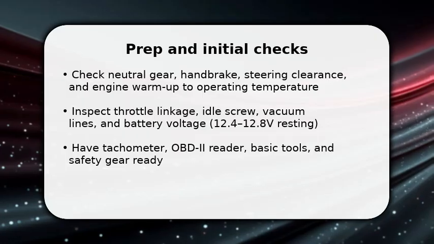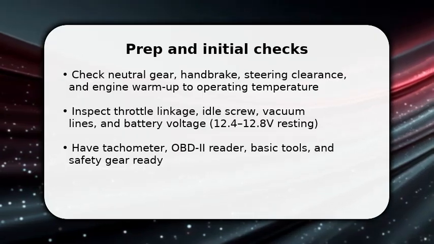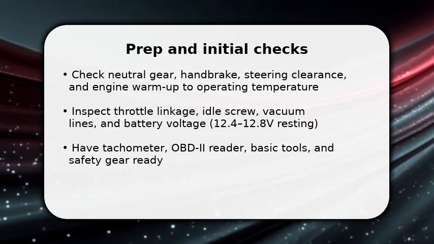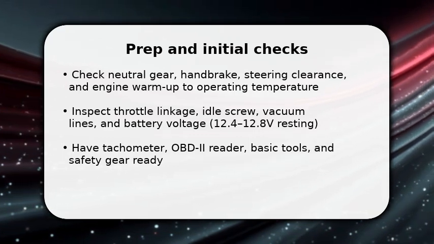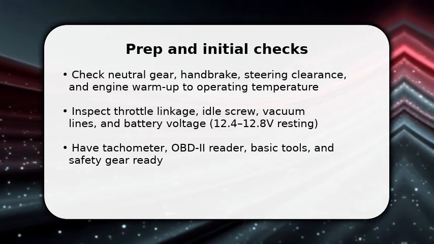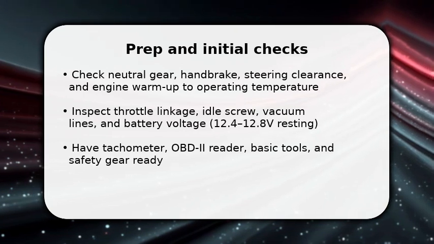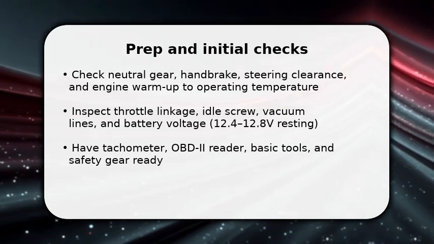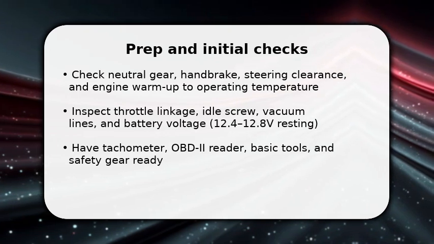You start by verifying safety and baseline readings. Confirm the car is stationary in neutral with the handbrake set and the engine warmed up to normal temperature. Next, scan for obvious issues, vacuum leaks, loose throttle cables, or low battery voltage. That will skew RPM adjustments.